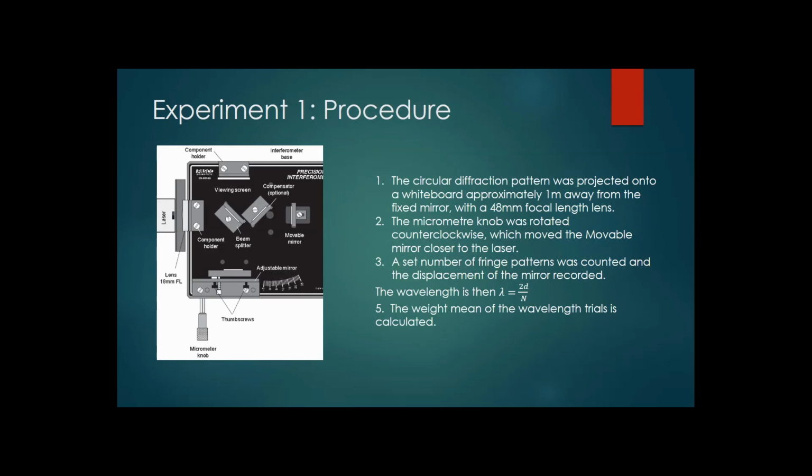After setting up the apparatus, we projected the interference pattern onto a whiteboard about 1 meter away from the fixed mirror. Whiteboard markers were drawn on the edges of the fringes to make it easier to count the fringe transitions. A micrometer knob, pictured here, was rotated slowly counterclockwise. A set number of fringe pattern transitions was counted and compared with the displacement of the movable mirror. This was done for several trials of n, the number of transitions. The weighted mean of these wavelength trials was then calculated.